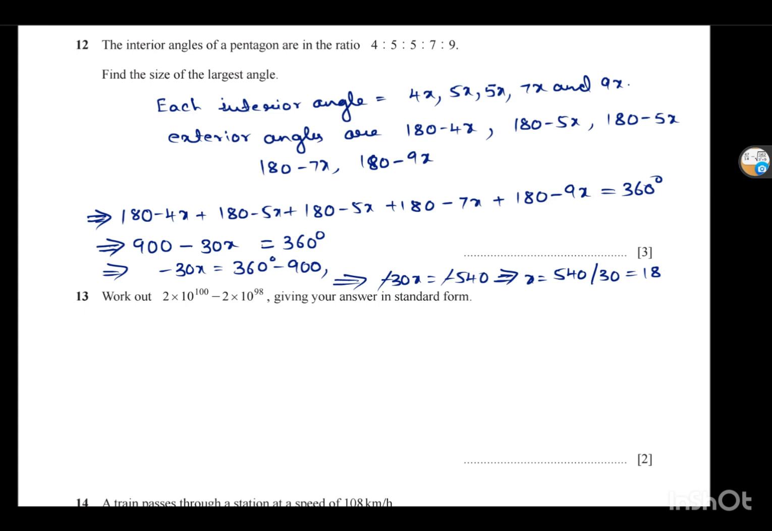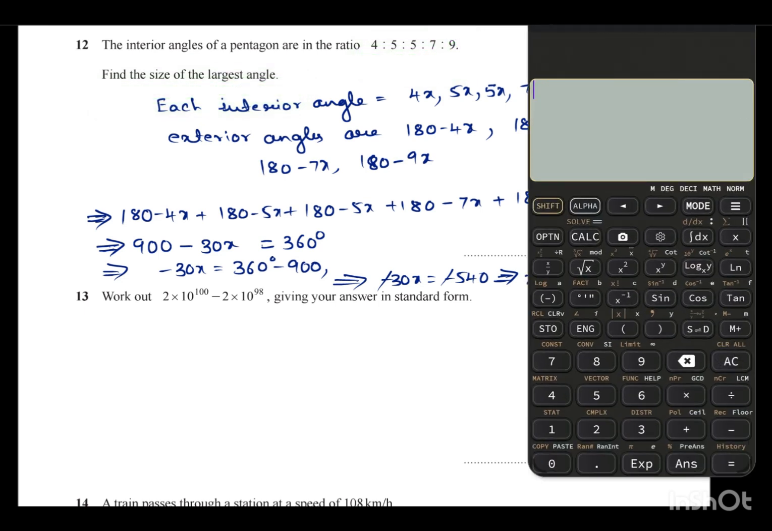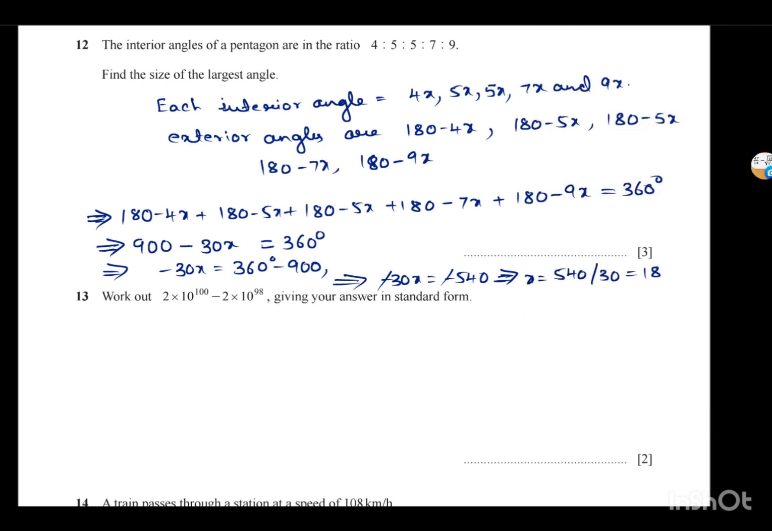We got only the x value because we took the interior angles with a common multiplier, 4x, 5x, 7x. Now we need to find the size of the largest angle. For the largest angle you need to see which is the largest number in this ratio, 9. So 9 multiplied by x, that is 18. 9 into 18 is 162. So the largest angle will be 162 degrees.